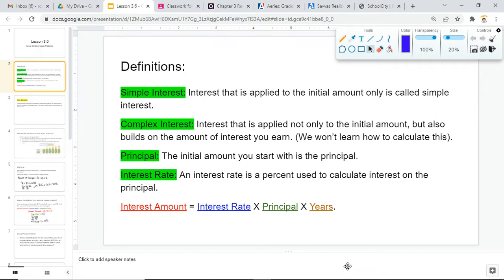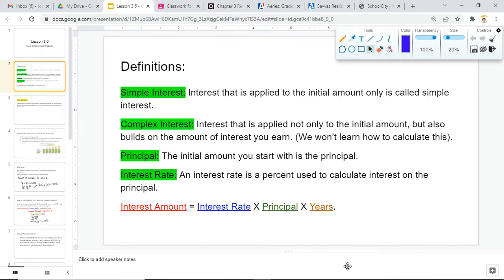Now, the opposite of simple interest, or something a little bit more complex than simple interest, is compound interest. Compound interest is interest that is applied not only to the initial amount, but also builds on the amount of interest you earn. Now, you don't need to learn how to calculate this. Don't worry, guys. It'll come later in your math careers. Right now, we're going to focus on simple interest.